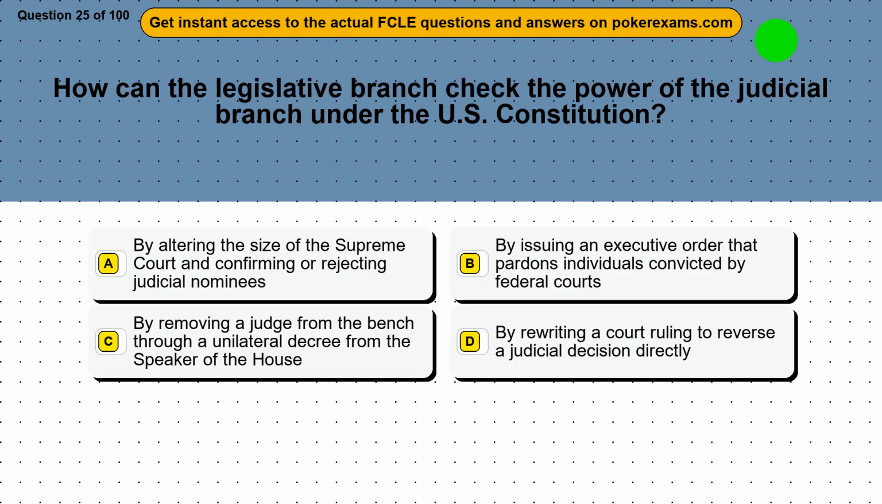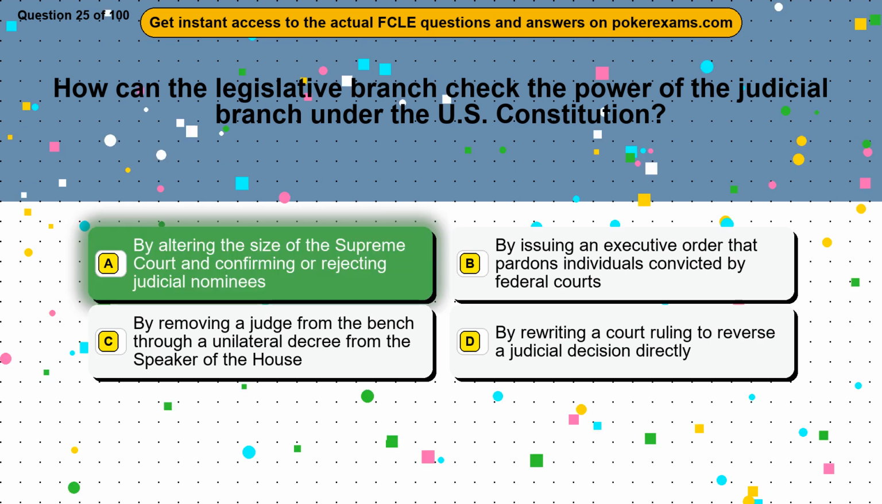Question 25. How can the legislative branch check the power of the judicial branch under the U.S. Constitution? Option A, by altering the size of the Supreme Court and confirming or rejecting judicial nominees. Option B, by issuing an executive order that pardons individuals convicted by federal courts. Option C, by removing a judge from the bench through a unilateral decree from the Speaker of the House. Option D, by rewriting a court ruling to reverse a judicial decision directly.